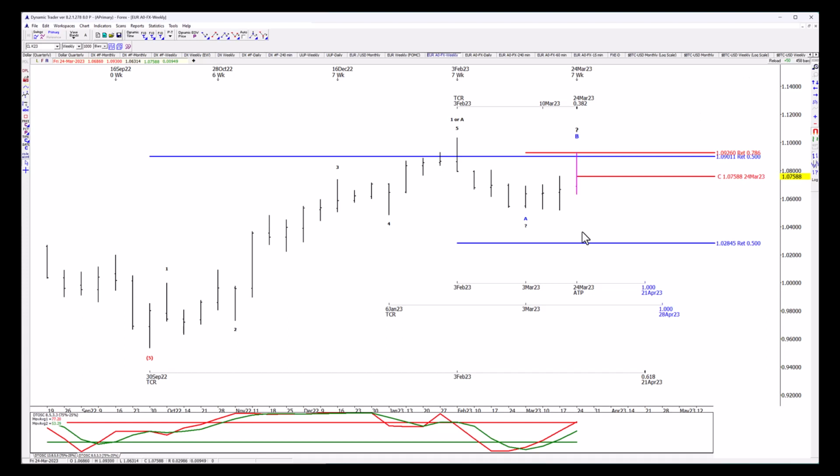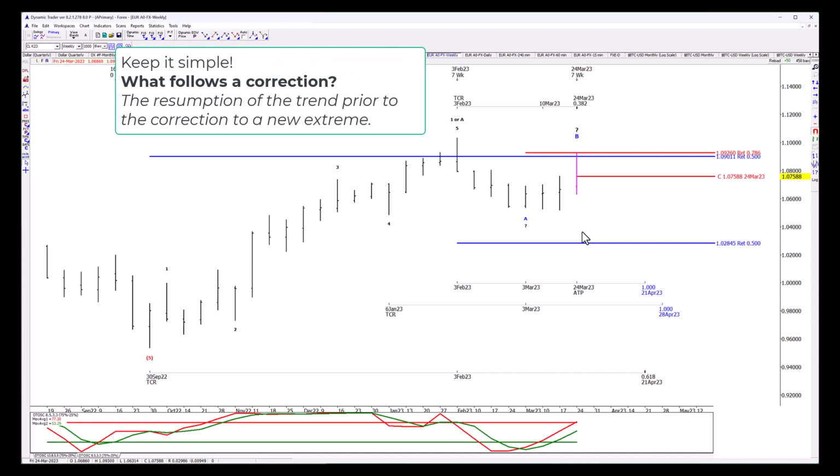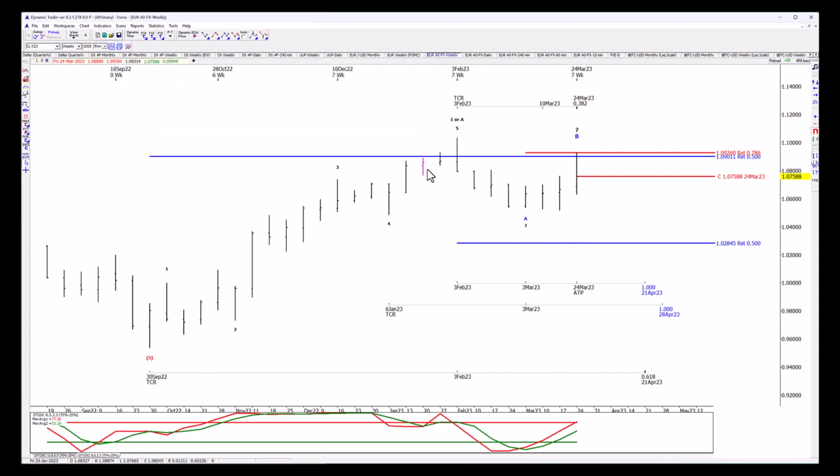So we want to use our time, price, and pattern strategies to identify if a market is completing a correction. Because what follows a correction? Resumption of the trend to a new extreme. So let's look at this weekly data. Then we'll go to the daily data and look at the specific trade setup. More than likely, again, this is a 1RA high. This decline is probably an A, and potentially last week completed a wave B of a probable ABC correction.